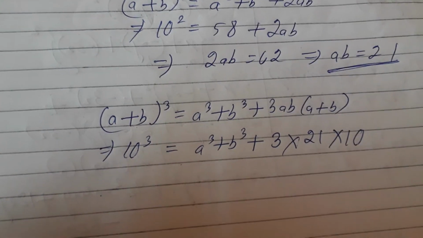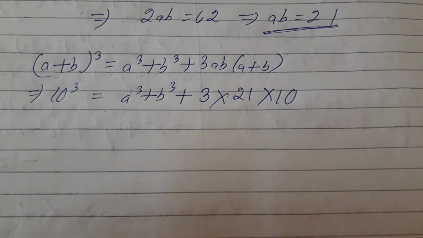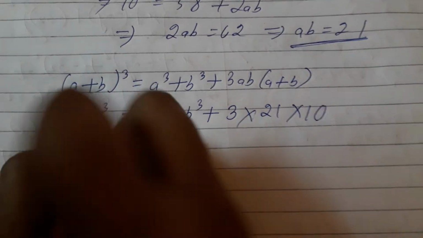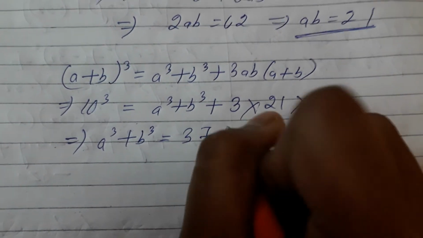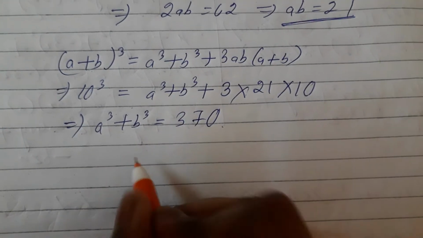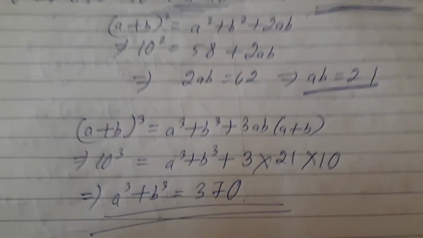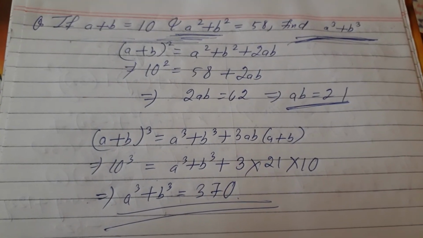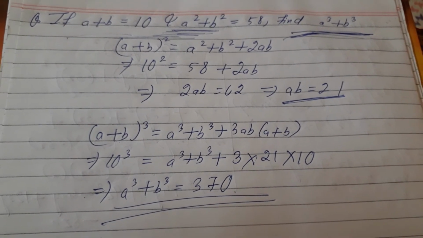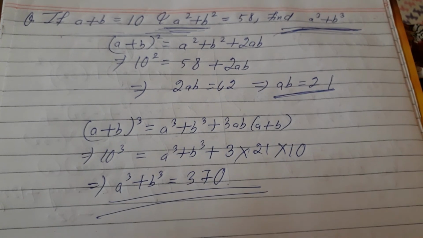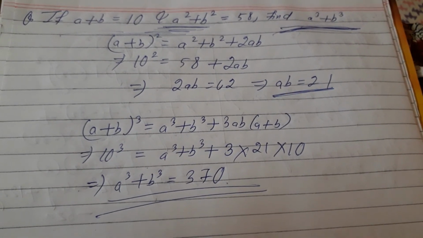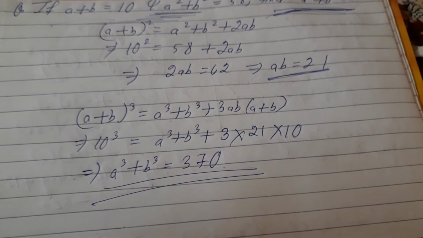Now write, 10 cube is equal to a cube plus b cube plus 3 into ab, which is 21, into 10. Students, pause the video and write it down. After solving this you will get a cube plus b cube equals 370. This is your answer. First always see the given part, solve the given part, then see the find part. Let's see the next one.